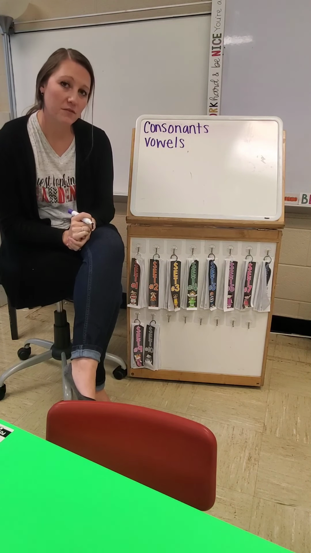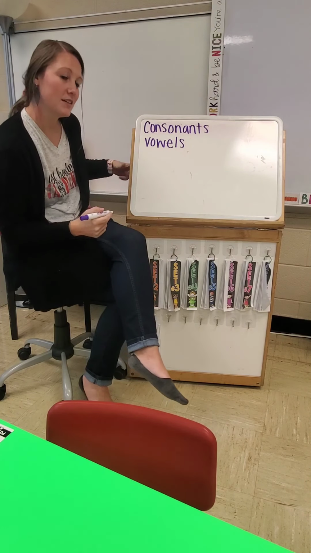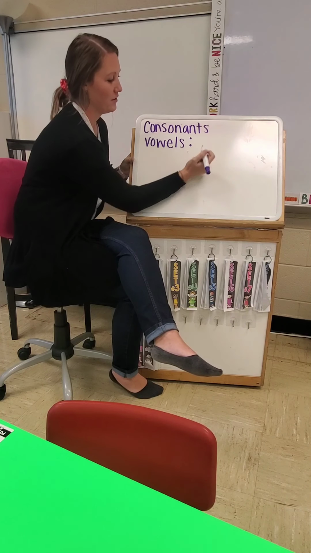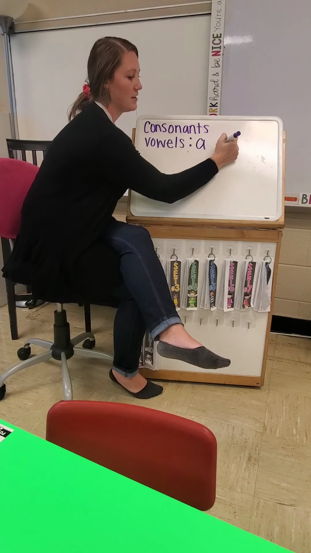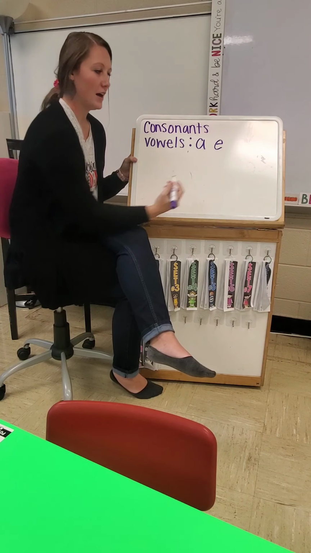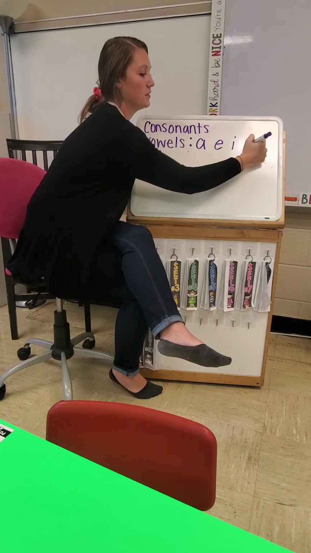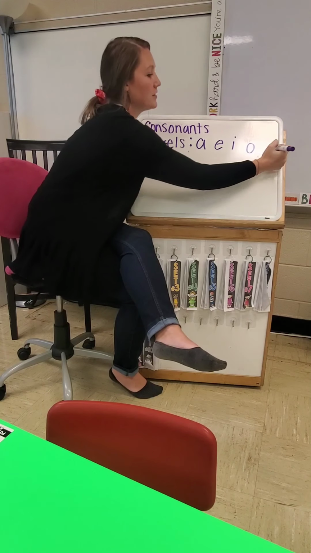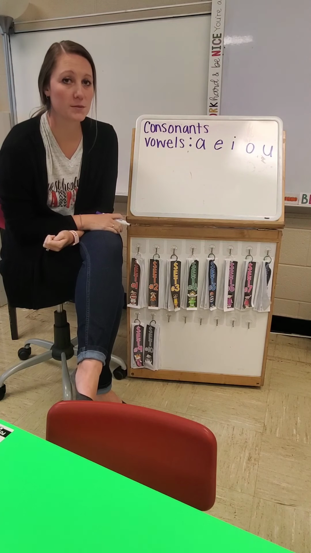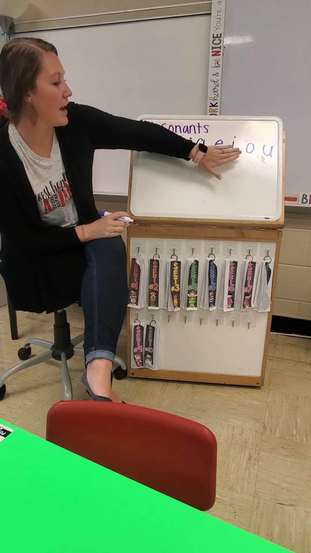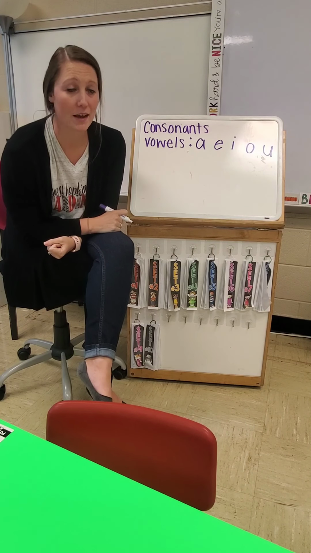Do you remember what vowels are from kindergarten? Do you remember what they were? Let's see. We have A, E, I, O, and U. Now those are all of our vowels. A, E, I, O, and U. And again, they're very special because they can make more than one sound.